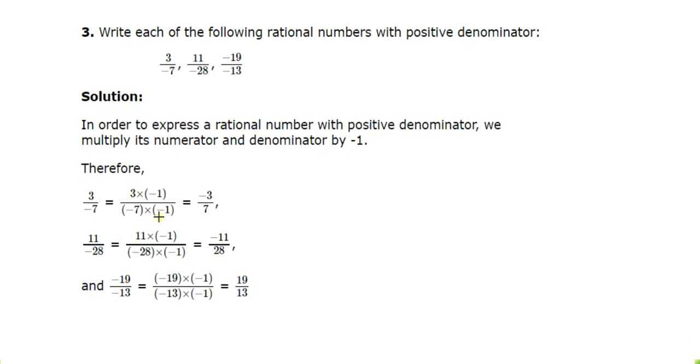So for that, we have to multiply the denominator. If it is already negative, I have to multiply it by one more negative number, which will be minus 1. Similarly, I have to multiply the numerator also by minus 1. So I will get minus 3 upon 7. Similarly, 11 upon minus 28 will be minus 11 upon 28. And minus 19 upon minus 13 will be equal to 19 upon 13.